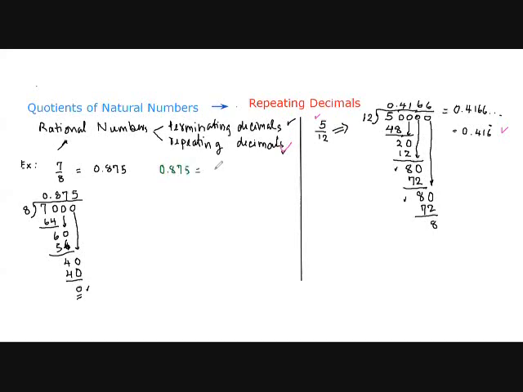You can write it down as 875 divided by 1000, correct? Because there are 3 digits after the decimal, so divided by 1000. Or you can write it down as 8/10 plus 7/100, and then plus 5/1000. You can break it down into each fraction, and then you sum it up. You can get this decimal.